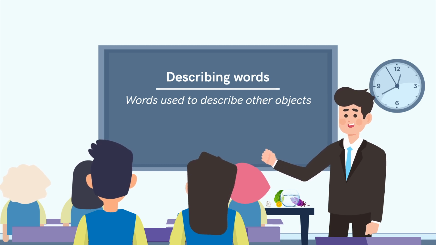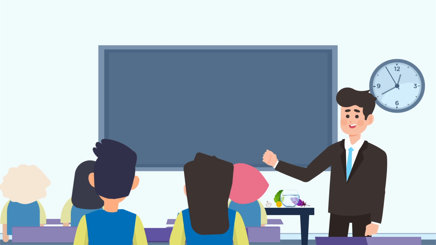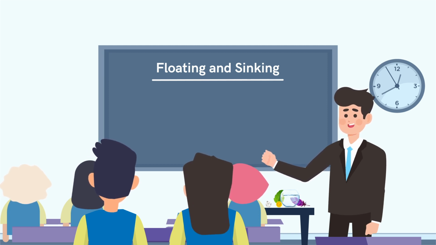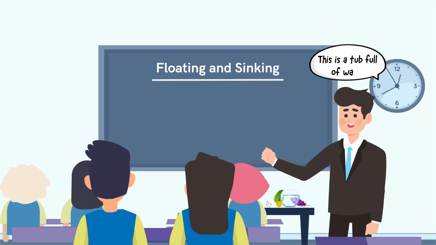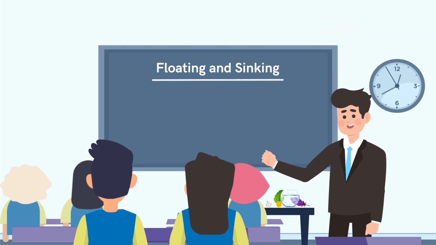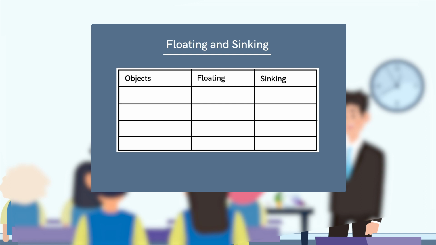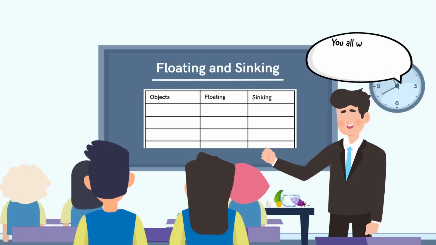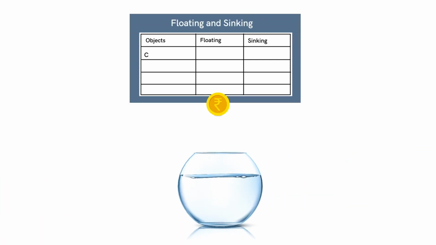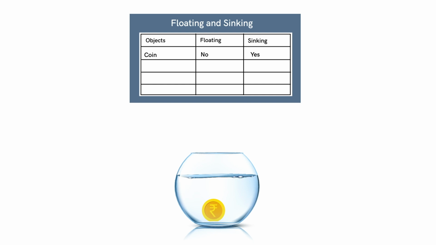Now, we will explain the concepts of floating and sinking using a hands-on activity. We will initiate the activity announcing, this is a tub full of water. One by one, let us put these objects in the tub to see if they will sink or float. We will make a table on the blackboard that looks like this. We will now call out the students one by one and let them drop the objects in the tub. We will let them observe and complete the list on the blackboard.